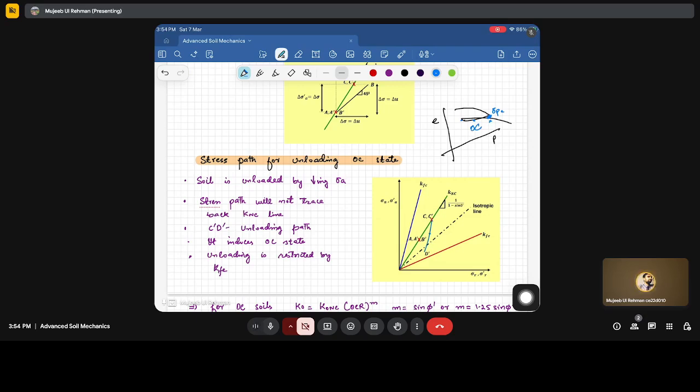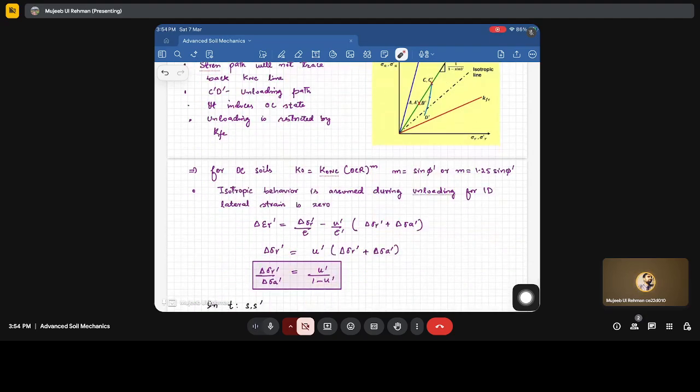So it induces the OC state, and when we are unloading the sample, how much we can unload is bounded. The bound is defined by the K f line. Unloading is restricted by the K f line. Now for the OC soils, K naught is given by K naught NC times OCR to the power m, where m is equal to sin phi, or m is equal to 1.25 sin phi. So this m is equal to 1.25 sin of phi.